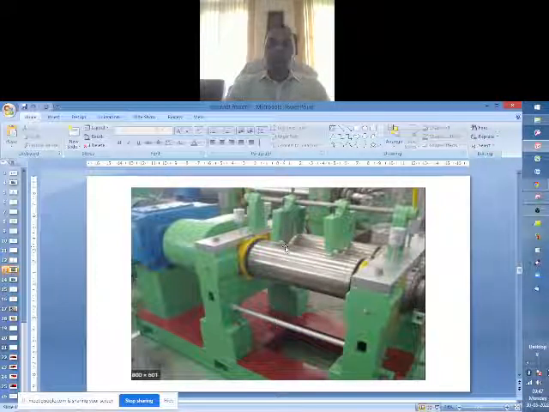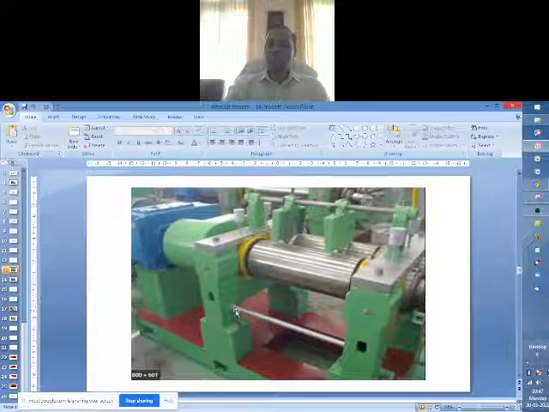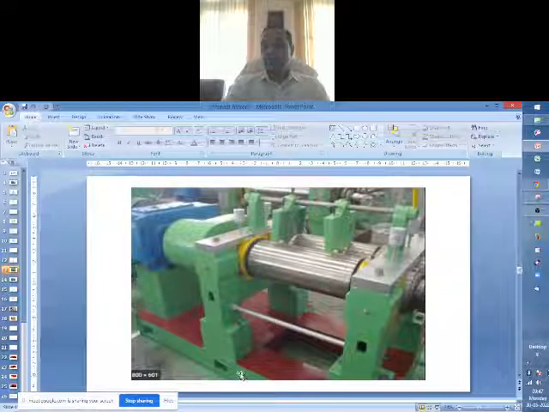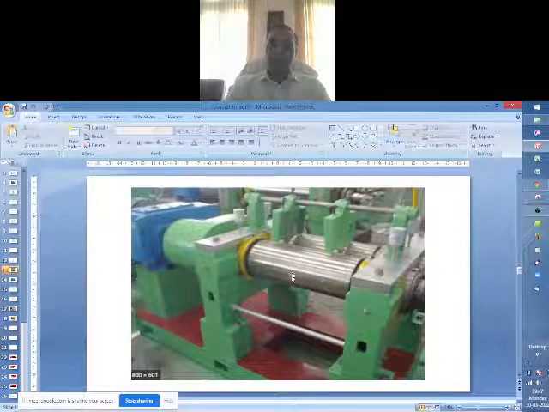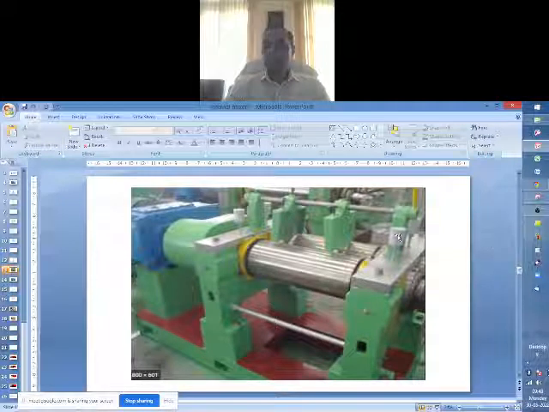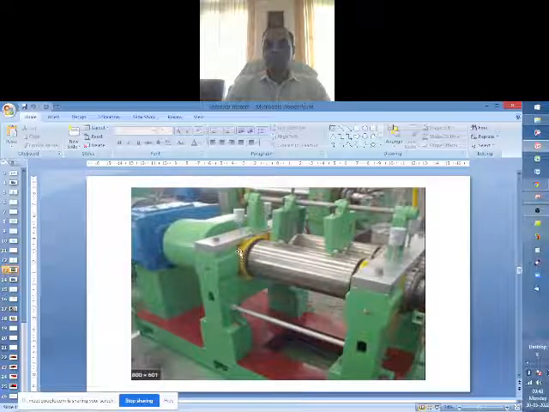Then for the protection of the operator, you see the mesh on the top and the rod here, and the emergency switch at knee height, which also does the job of stopping the roll and rotating it in the opposite direction. You see this cup here, one there, one here, and one here. This is the lubricating mechanism for the bearing.